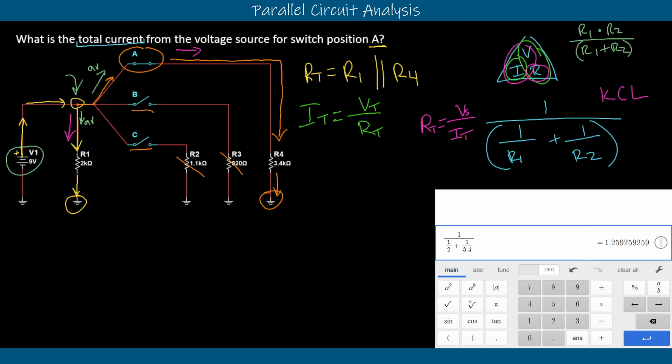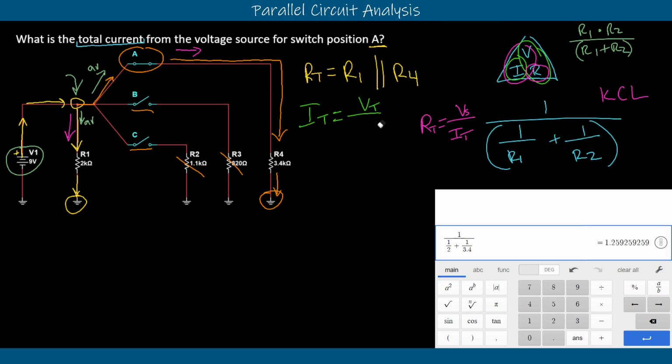We expect this answer to be less than the smallest resistor. So if you get this answer out and it's not less than the smallest resistor, evaluate it again. Look back again and make sure you've got all your decimals in there. Make sure you've got them all in the right spots. So now we know our RT. We can plug that in.